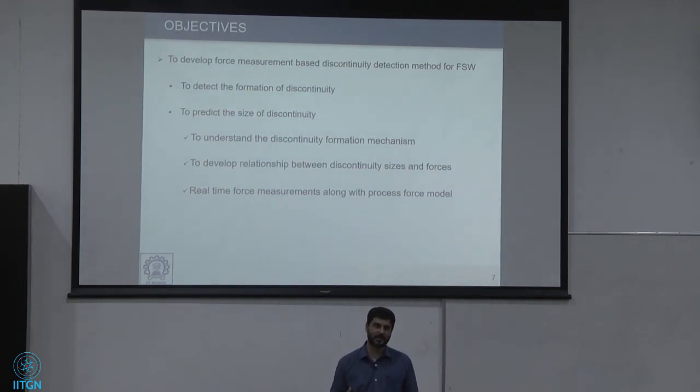So that brings us to the objectives of this work when I took it up: to develop an in-process discontinuity detection method for friction stir welding. Then to not only predict if a defect is formed, but also, if possible, to estimate the size. And in order to estimate the size, one had to look into how the defects are formed, what the formation mechanism is, and what the relationship is between the discontinuity size and the parameter which you would be measuring. In this case, I chose forces for a lot of reasons which will come down later. And then of course, to be able to measure the forces precisely with very high resolution, real time measurement of forces during the process.